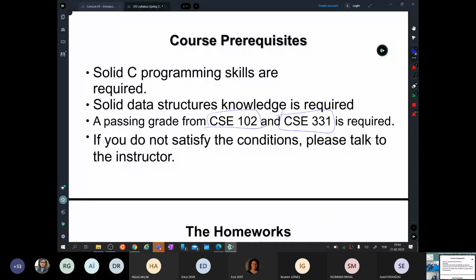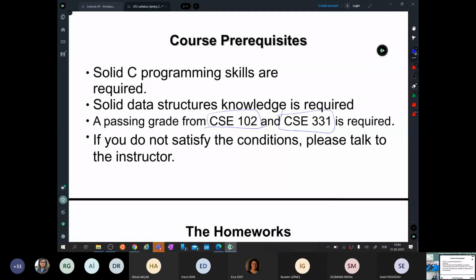Okay. For those of you who are graduate students or our Erasmus friends, if you don't know C programming or if you don't have some background about the computer hardware, then we will talk to you. Maybe it will be okay for you to take this course. So if you do not satisfy these conditions, just talk to me during the break or after the course, if you are a graduate student or an Erasmus student.